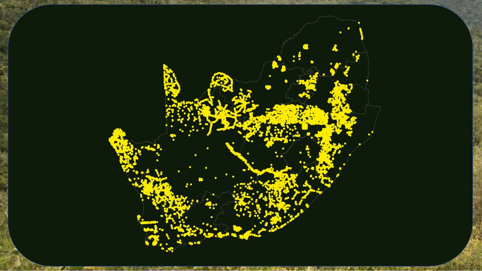So this is a distribution of all of the current data that's in the NVD. The yellow dots, as you can see, don't cover all of the country, and so we have these big gaps that still remain. And you can see from there that's one of the reasons it couldn't be used to develop a wall-to-wall vegetation map and classification system.